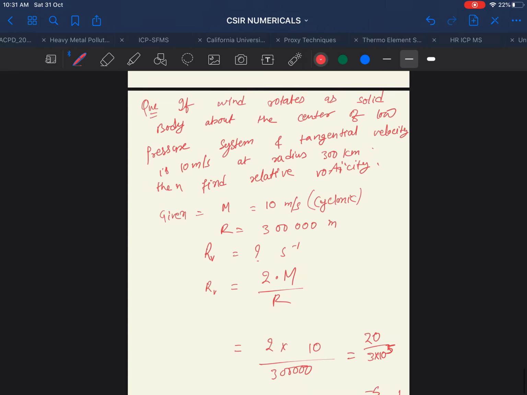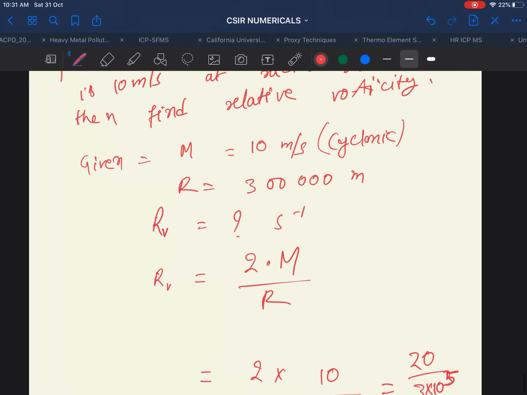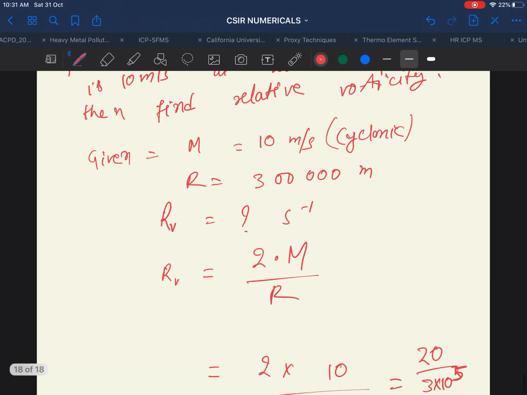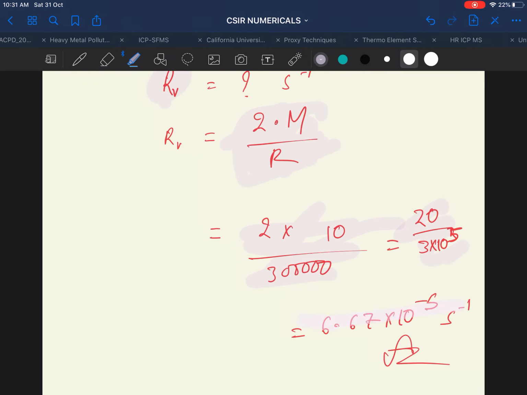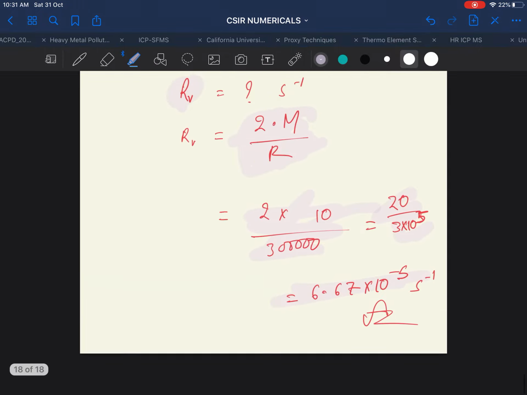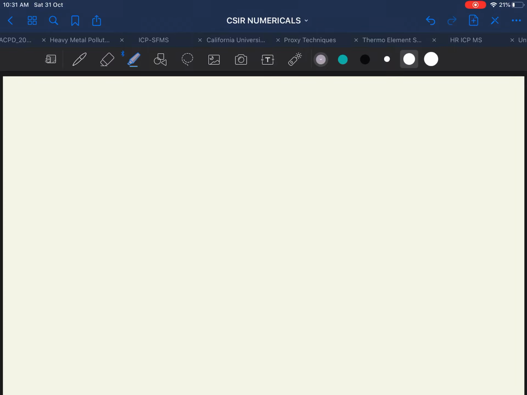It's very easy. See, in the question it is given that the wind rotates as a solid body about the center of a low pressure system and the tangential velocity is 10 meter per second at a radius of 300 kilometers, then find relative vorticity. Tangential velocity is given, R is given, and the relative vorticity formula is 2 into M by R. So just solve it. Very easy, right? Now moving to the next. Is this clear to you? I hope this is clear to you, right?